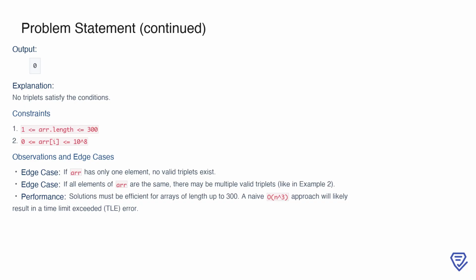Additionally, we need to consider constraints and edge cases. For instance, if the array has only one element, it's impossible to form any triplet. Similarly, if all elements are identical, as in example 2, there may be multiple valid triplets. Lastly, because the array length can go up to 300, an inefficient solution with cubic time complexity might result in a time limit exceeded error. Efficient use of prefix XORs will be crucial to solving this problem within the constraints.